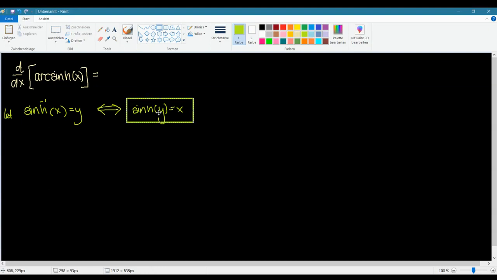Now, what are we going to do? We're going to use this. We're going to implicitly differentiate it, and then rewrite it into our original notation. So we're going to take the derivative of both sides. That's going to be d/dx of hyperbolic sine y equals d/dx of x. What's that going to equal? 1, right? But the left side is a little more complicated.